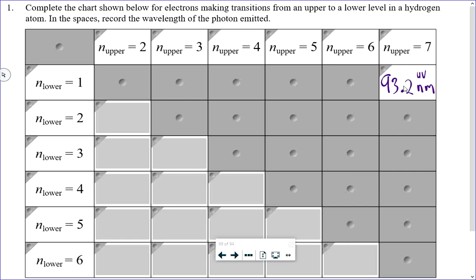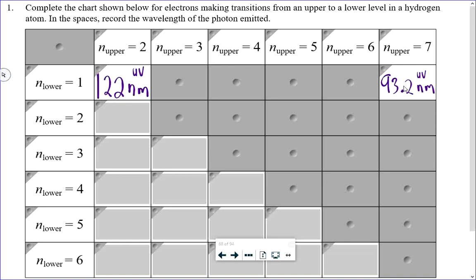And I'm starting here for a reason. 2 to 1. When you did 2 to 1, you should have gotten 122 nanometers, which is ultraviolet. Think about this for a second. Look at this energy level diagram. From 2 to 1, which is that huge, huge jump in hydrogen in terms of energy of the electron, that's already ultraviolet. Anything higher down to 1 is still going to be ultraviolet. It has to be because it's more energy.